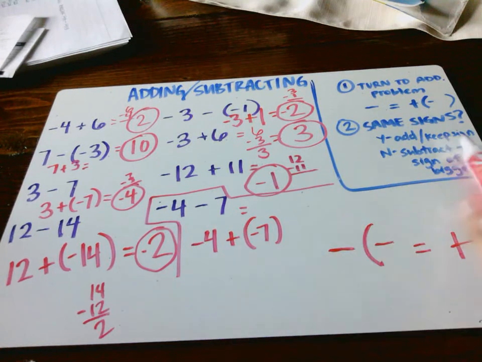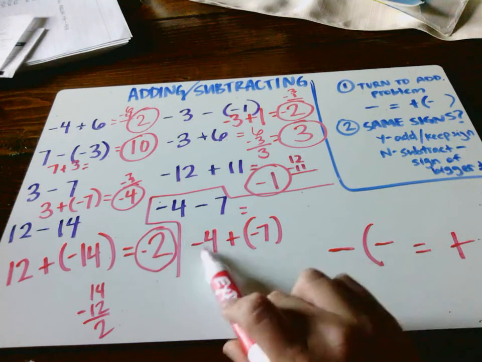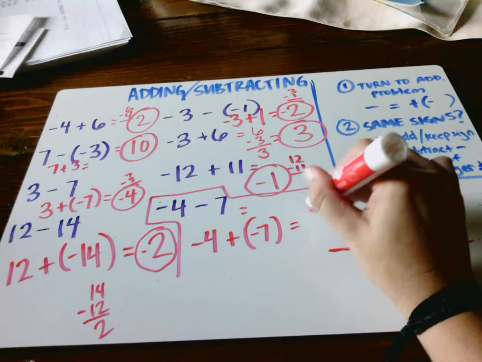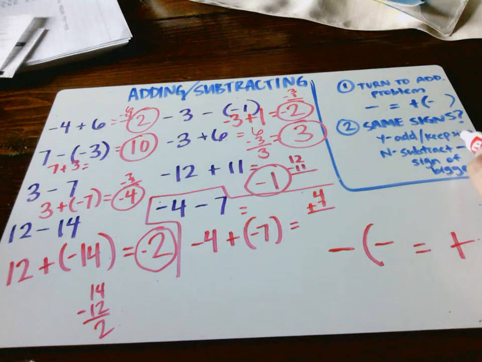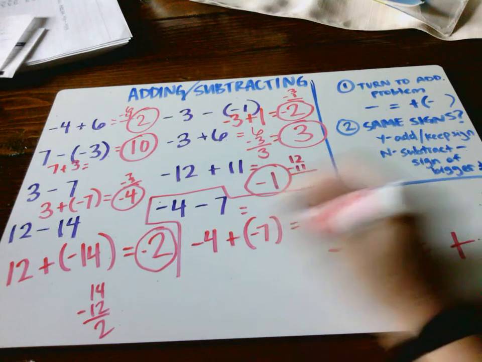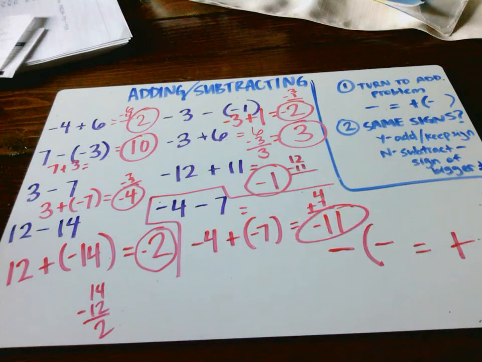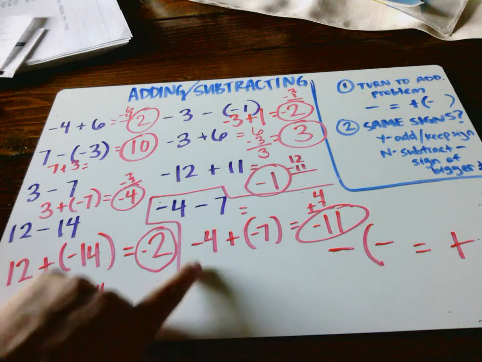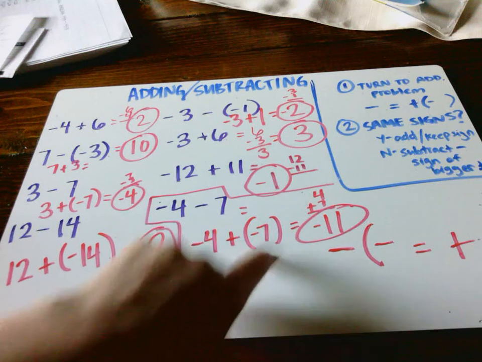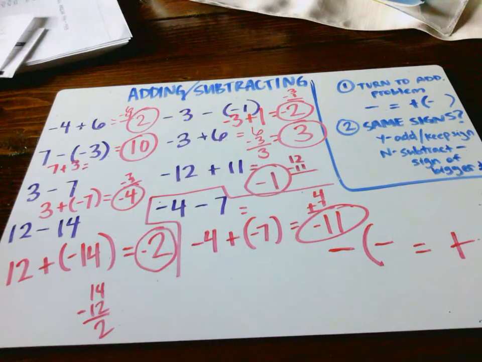So now I ask myself, do they have the same signs? Well, they do. So 4 plus 7. And remember, I added because they have the same signs. 4 plus 7 is 11, and I keep the sign. So it's a -11. And if you're thinking of that one in terms of money, if she borrowed $4 and then borrows 7 more, she now owes me a total of $11.